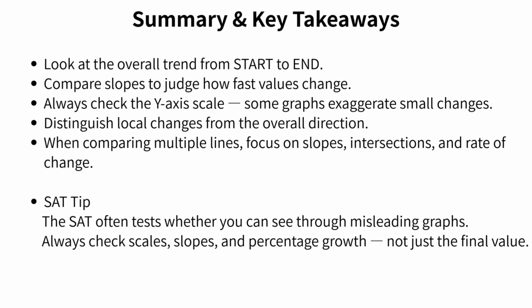Here is the final summary of everything we learned about reading line graphs. A line graph is one of the most important visuals on the SAT because it shows how values change over time. To understand any graph, begin with the overall trend. Look from the starting point to the ending point and decide whether the data is rising, falling, or staying stable. Next, focus on slopes. A steeper slope means a faster rate of change, while a gentler slope shows slower growth. Even if two lines end at similar values, the line with the steeper slope grew faster along the way.